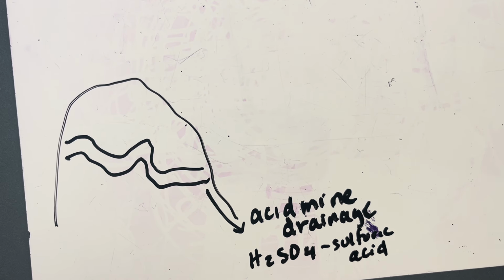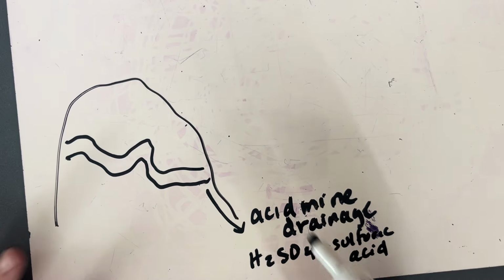And then sulfuric acid, as we mentioned with nitric acid, acids are really good at reacting with things. And so that acid can react with other elements in the soil or rock, and it can cause them to be released as ions or metals into bodies of water, and that can be really dangerous for the organisms that live there. So that's acid mine drainage.